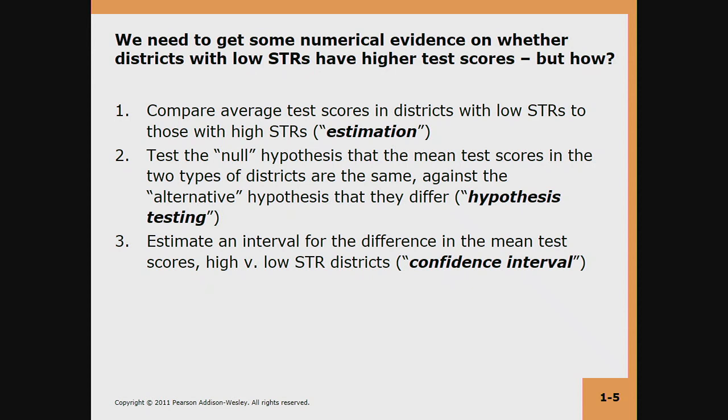So there's much more to do besides just looking at a scatter plot, but that does give you a good first look at it. So the first thing you can do is what's called estimation: comparing the average test scores in districts with low student-teacher ratios to those districts with high student-teacher ratios. Next, you can test the null hypothesis that the mean score of the two types of school districts are the same against the alternative hypothesis that they differ. And finally, you can estimate an interval for the difference in the mean test scores for high versus low student-teacher ratio districts. It's called doing a confidence interval.